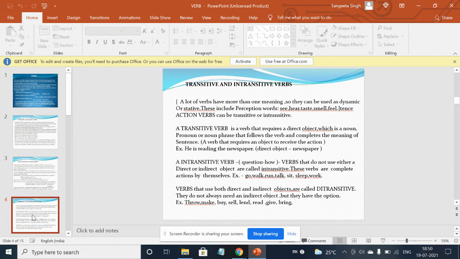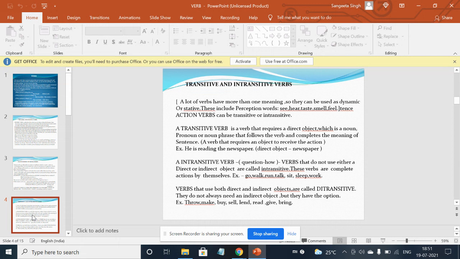Intransitive verb. Verbs that don't use either a direct or indirect object are called intransitive. These verbs complete actions by themselves. Example: go, walk, run, talk, sit, sleep, work. We can say I go, he walks, she runs, they talk, I sit, she sleeps, and we work. These sentences are complete in themselves.